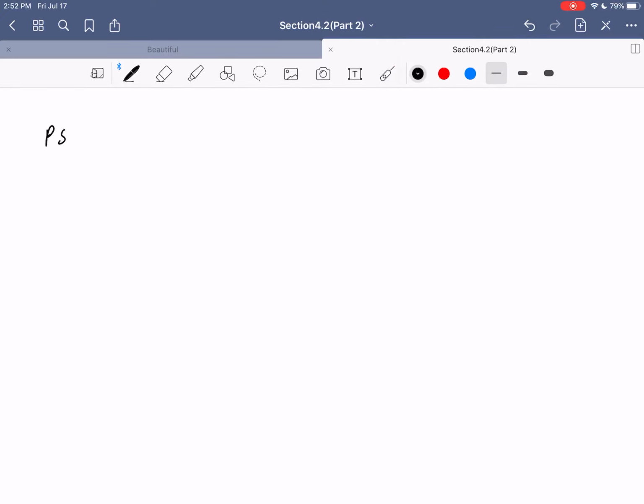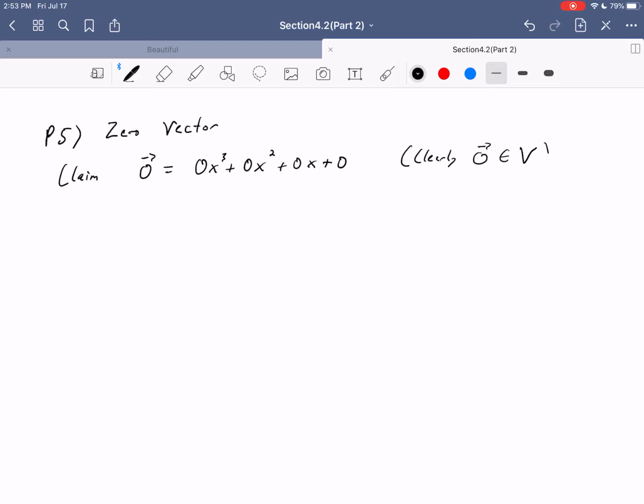So there's basically two things in property 5 that you need to do. You need to state what you think the 0 vector is, making sure it's something that actually exists in your vector space, and then actually show that it acts like the 0 vector is supposed to. So we're going to claim that the 0 vector in this case is the 0 polynomial. So in our case, we're going to claim that it's 0x cubed plus 0x squared plus 0x plus 0. And clearly, we know that this 0 vector is an element of our vector space, right?